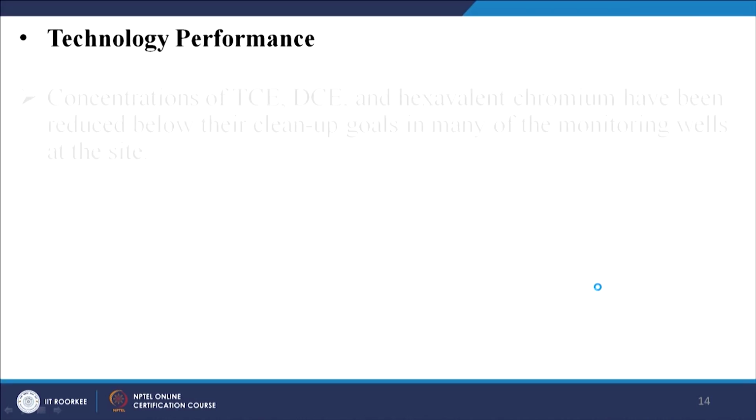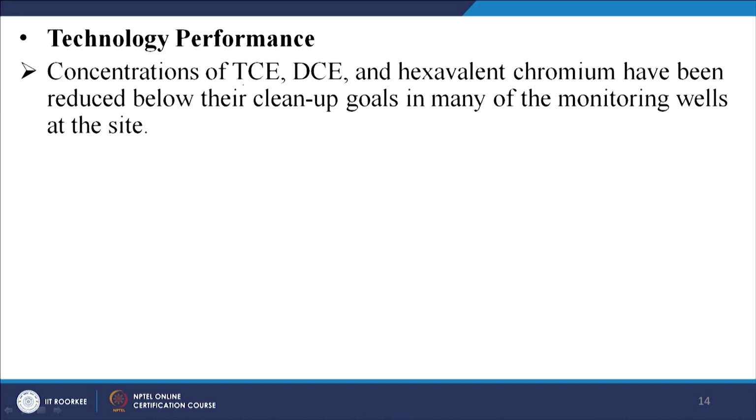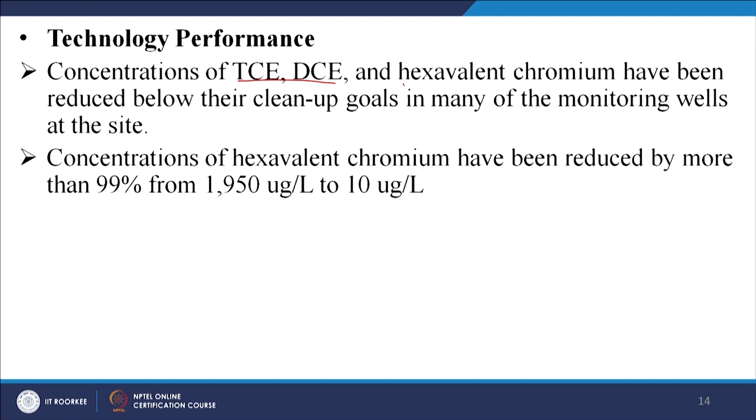So, let us look at the relevant performance. Typically it looks like concentrations of TCE, DCE and hexavalent chromium have been reduced below their cleanup goals in many of the monitoring wells, right. Again, how could hexavalent chromium also have decreased? Chromium 6 is the oxidized state, right. So, if I create reducing conditions, it can be reduced to chromium 3. Chromium 3 is insoluble, and so it will typically precipitate out as a solid, right. So, that is something to keep in mind.